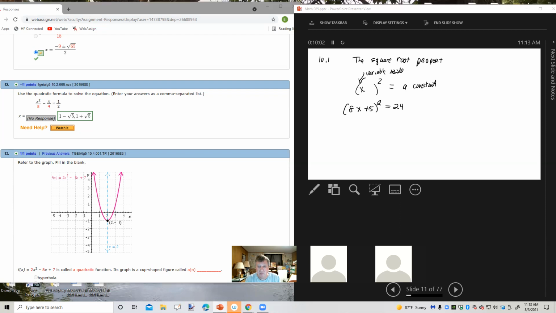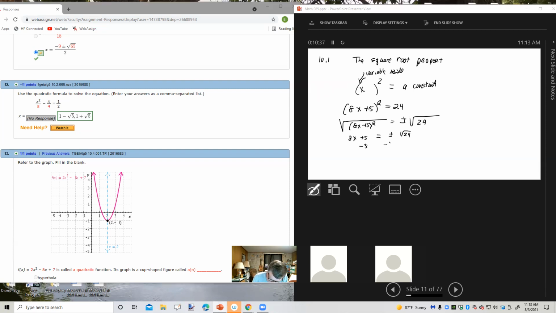So this problem is already in that form where we've got a perfect square on one side of the equation containing a variable equal to a constant. So when it's in that form, we're going to take the square root of both sides. Don't forget the plus or minus on the right-hand side. So now we've got 8x plus 5 equals plus or minus the square root of 24.